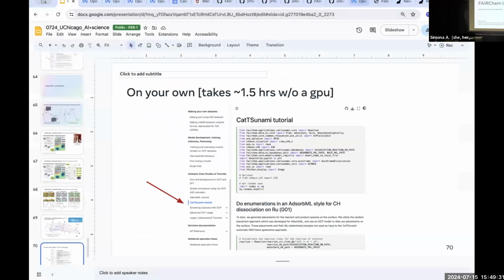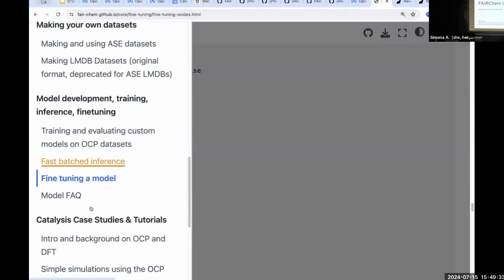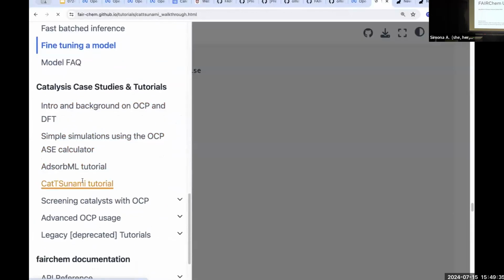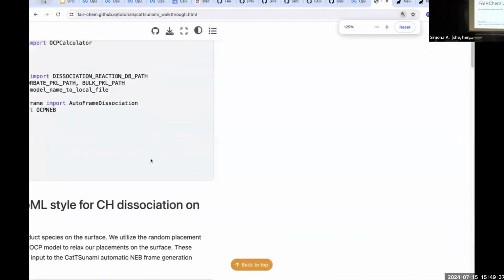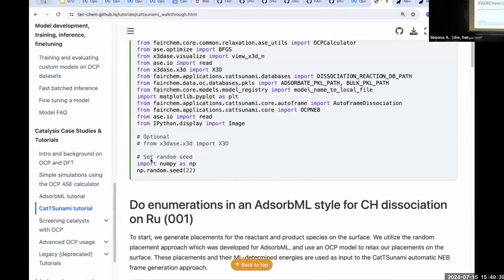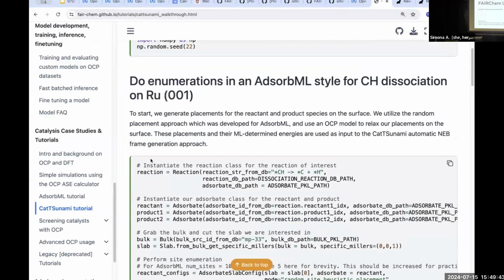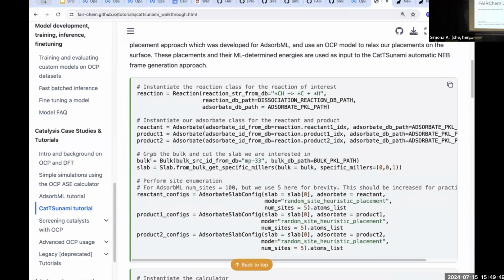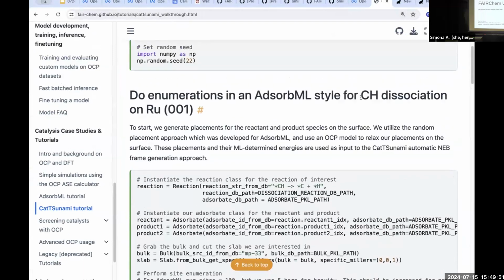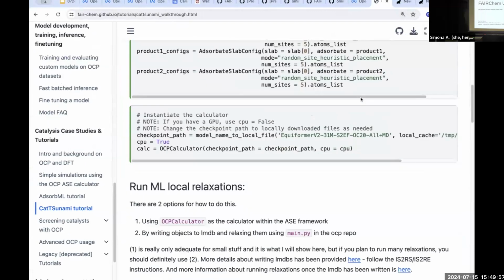So as one final example, if you go to this, you can see there's now our Cat Tsunami tutorial 2. This basically helps with automating 2 steps. And if you run start to finish, it should run. It basically does a whole bunch of different enumerations of the starting and final configurations. So it helps you get reasonable guesses of what the best pathway on the surface is going to be. So this is a CH molecule breaking apart into a C and a hydrogen sitting on a surface.